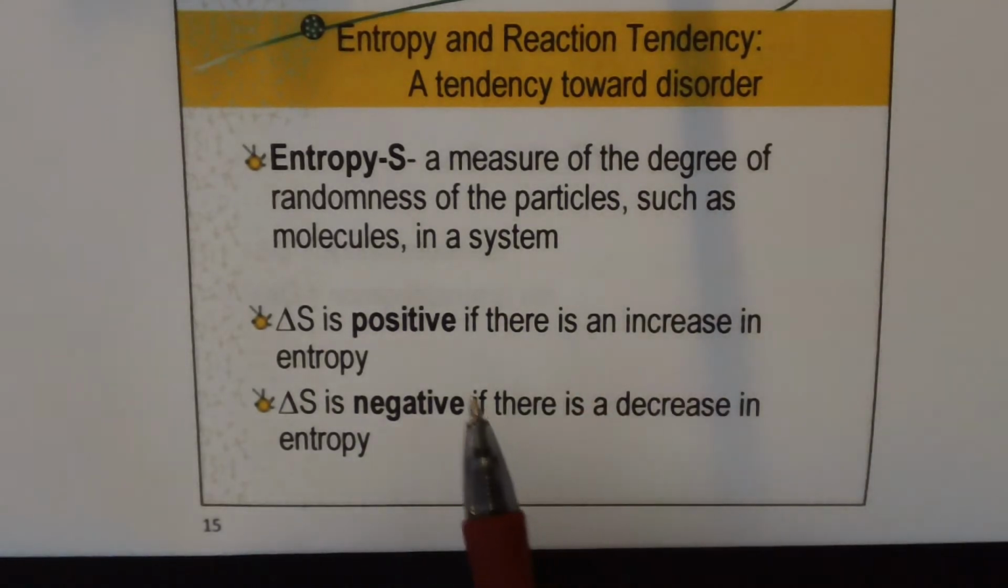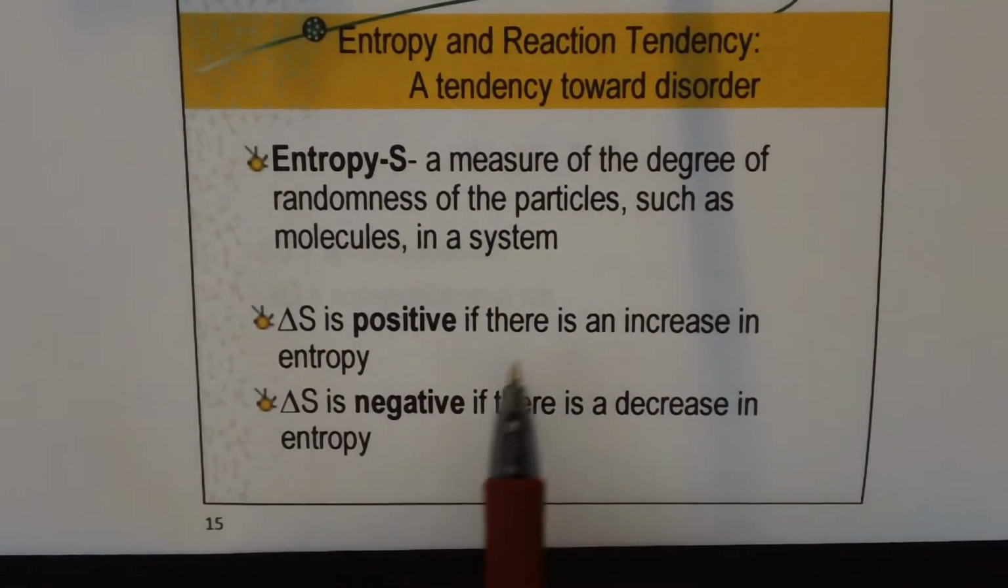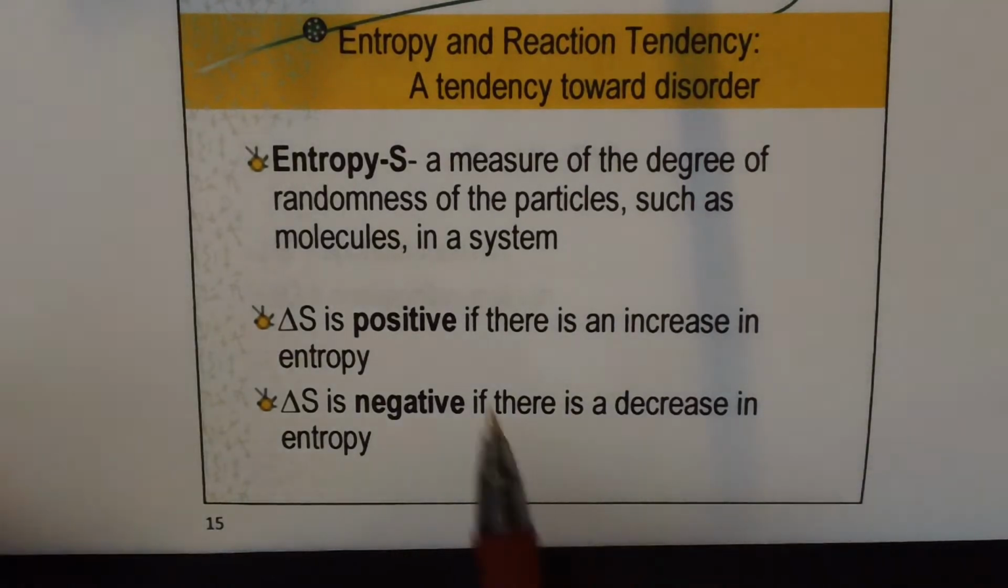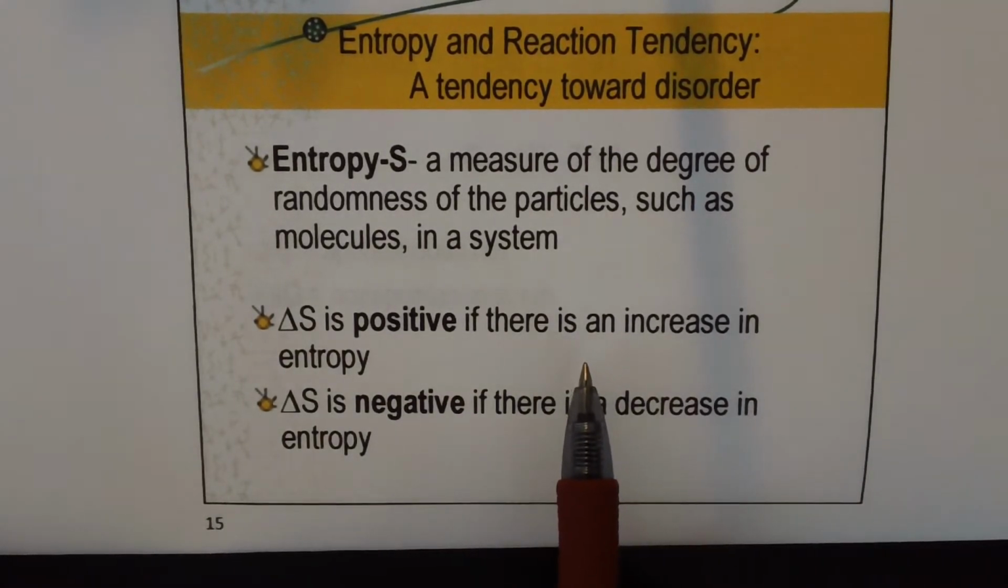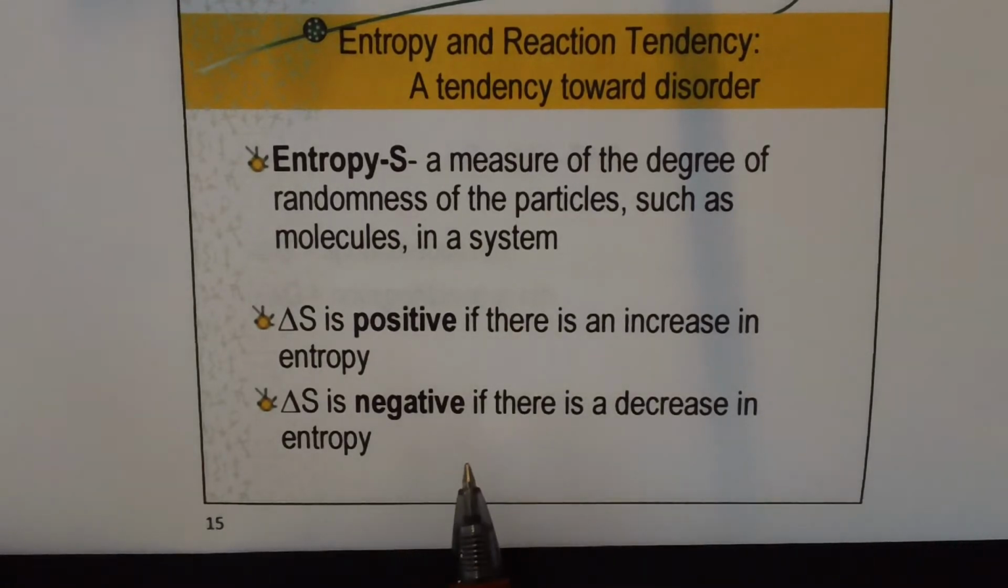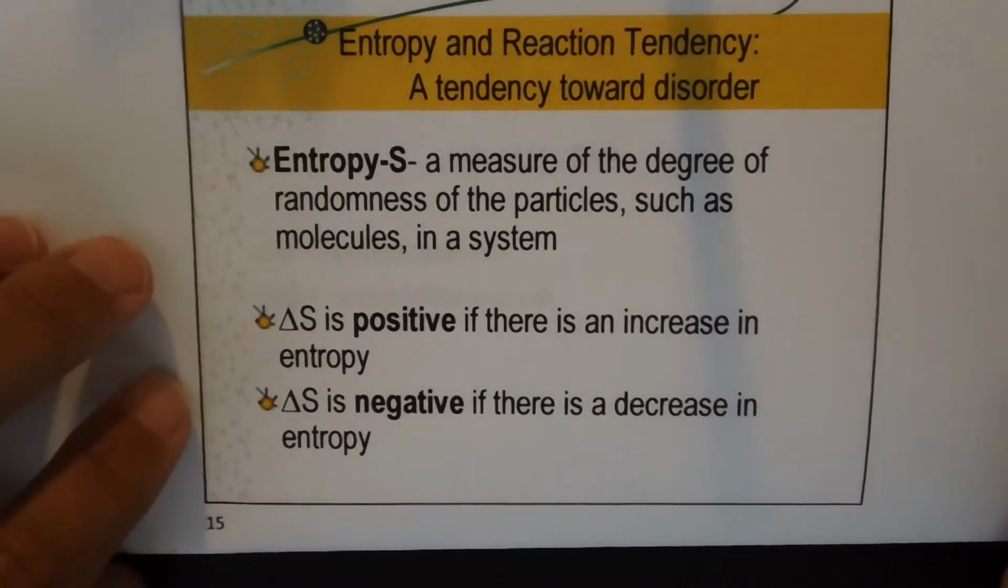Nature is the same way, right? Where delta S, the positive, the increase in disorder, is the favored reaction, or the favored tendency. And less disorder is the non-favored tendency.